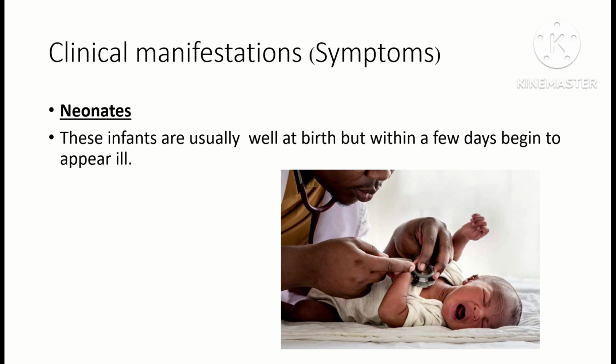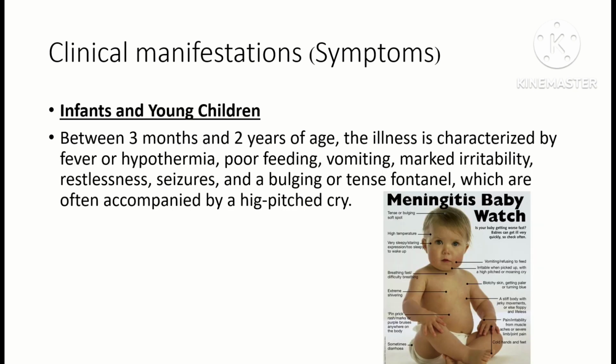Untreated, the infant's condition will decline to cardiovascular collapse, seizures, and apnea. Even with improved antibiotics and more rapid diagnosis, the prognosis of neonatal meningitis has not improved, likely due to the virulence of the infectious pathogen. In infants and young children between 3 months and 2 years of age, the illness is characterized by fever or hypothermia, poor feeding, vomiting, and marked irritability.